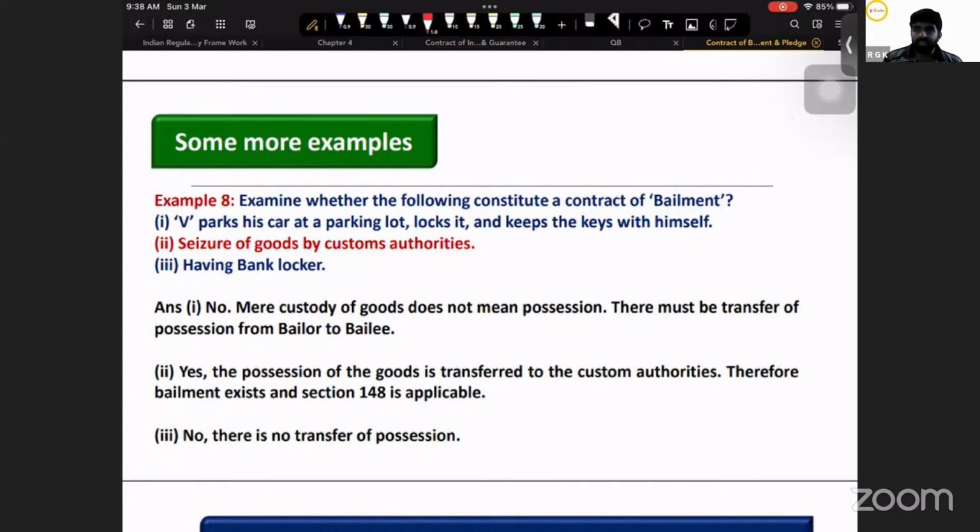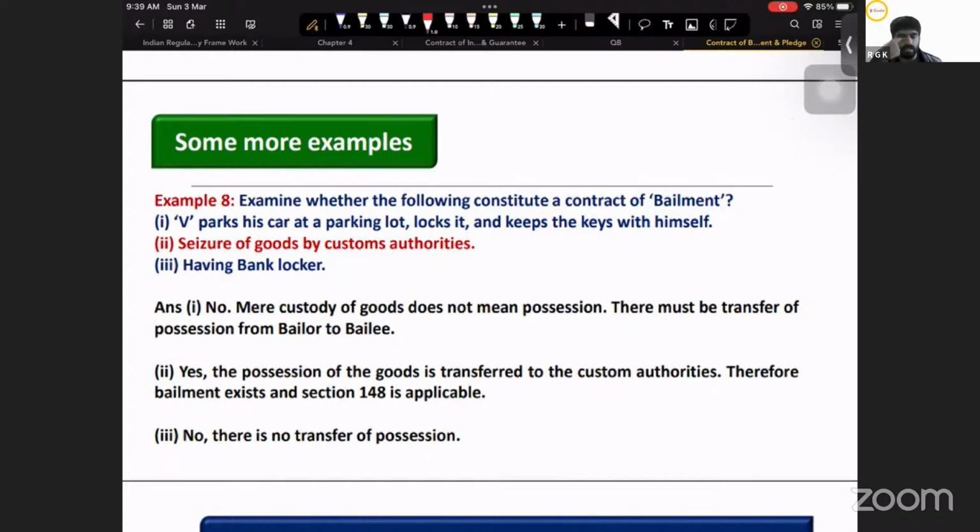So what is meant by seizure of goods? Seizure of goods means customs authorities taking the goods into their custody. Seizing. Say you are using mobile phones in your class. The faculty in the class comes to you and takes your mobile phone into his custody. That is called a seizure. That is called seizing.